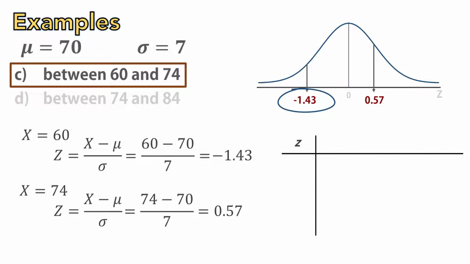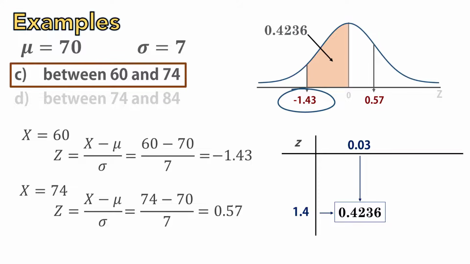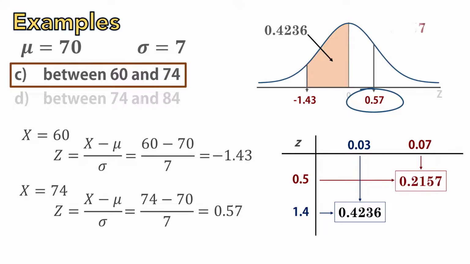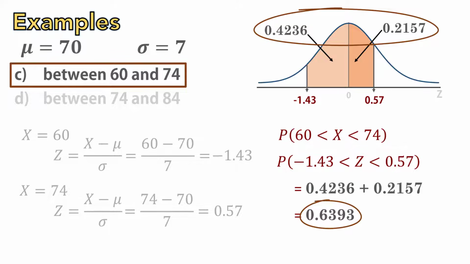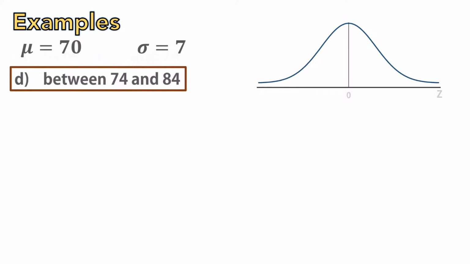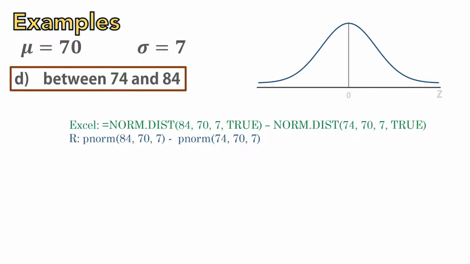Recall that we do not have the negative z values on the mean to z table. Therefore, for z equals negative 1.43, we will look up 1.4 under 0.03, which gives 0.4236. It's the same area from 0 to negative 1.43 because of symmetry. Similarly, for z equals 0.57, we'll look up 0.5 under 0.07, and that gives 0.2157. Thus, the probability of obtaining a score between 60 and 74 is found by adding these two areas, and that gives 0.6393.